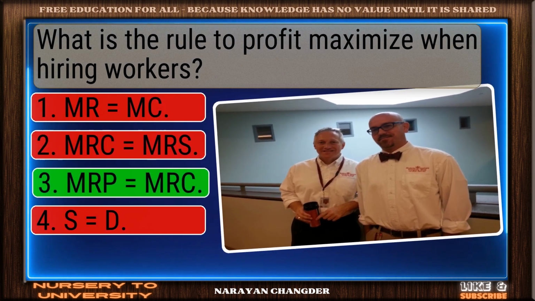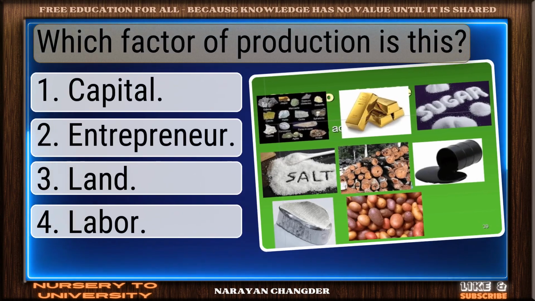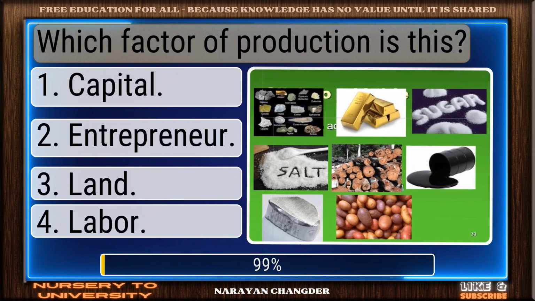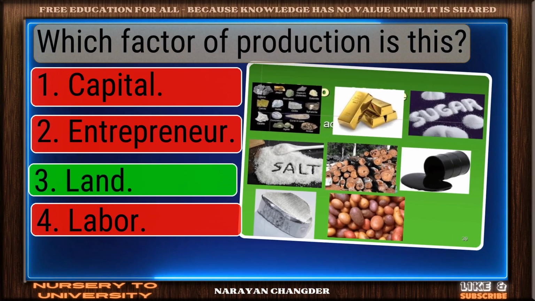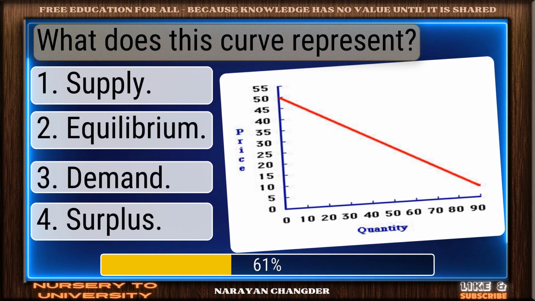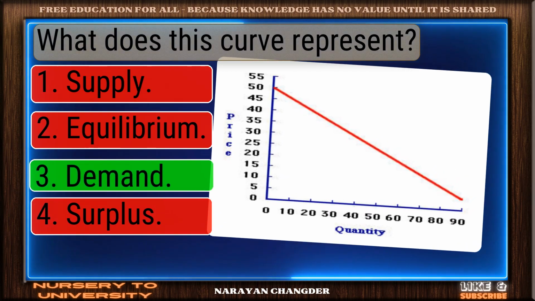Right choice. MRP equal to MRC is the best answer. Which factor of production is this? Solid response. Land is a valid choice. What does this curve represent? Perfect. Demand is the correct choice.